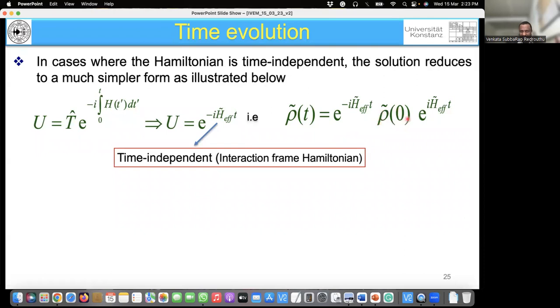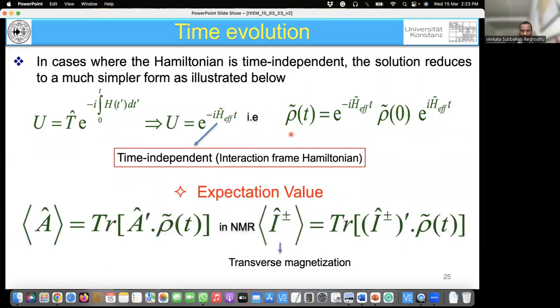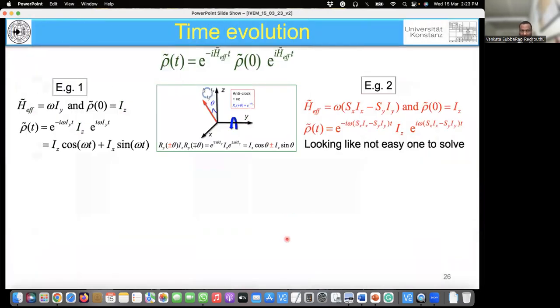We propagate the initial density operator to time t, and then we calculate the observable corresponding at that time t. In NMR we typically calculate the transverse magnetization, that is I plus or I minus. So how do we do that? When it is time independent, the time evolution is given by this expression: rho at t is given by rho naught evolved under H effective. When H effective contains only operators like X, Y and Z, it just follows a simple rotation, like a sandwich rotation around the coordinate axis. So we can simply apply this formula to figure out rho at time t.